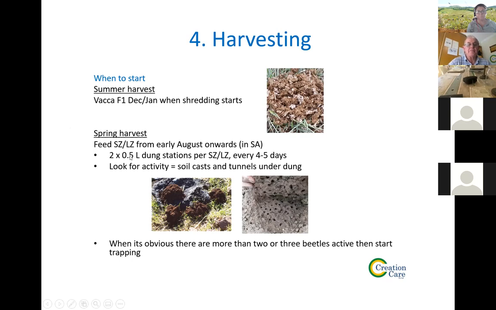So these are just like foretastes, really, just a little bit of dung so they don't die, and they tell you what's going on. So you do those 2 scoops of dung, and then you look for activity in the nursery, which will be, again, soil being cast out or flicking up and seeing if there's a few holes underneath. When it is obvious that there are more than 2 or 3 beetles active in your nursery, that's when you can start the trapping program. So this slide here is really about when to harvest. Shredding for F1s and soil casts and holes for the spring harvest the following year.